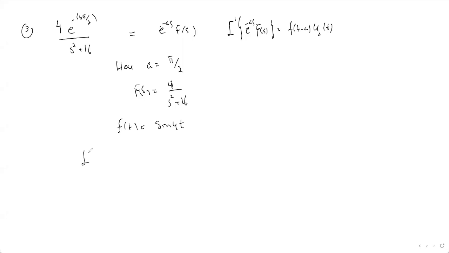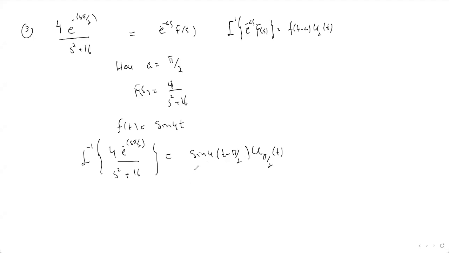So what will be the inverse Laplace transform of this 4 e raised power minus s pi by 2 divided by s square plus 16? What is it equal to? It is f of t minus a. f of t क्या है? Sin. So it is sin of 4 times t minus pi by 2. a pi by 2 है ना, t minus pi by 2, and u pi by 2 of t, right?